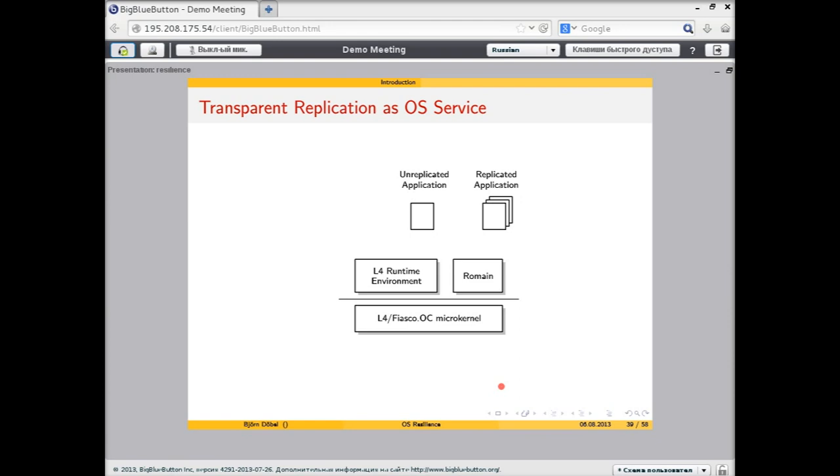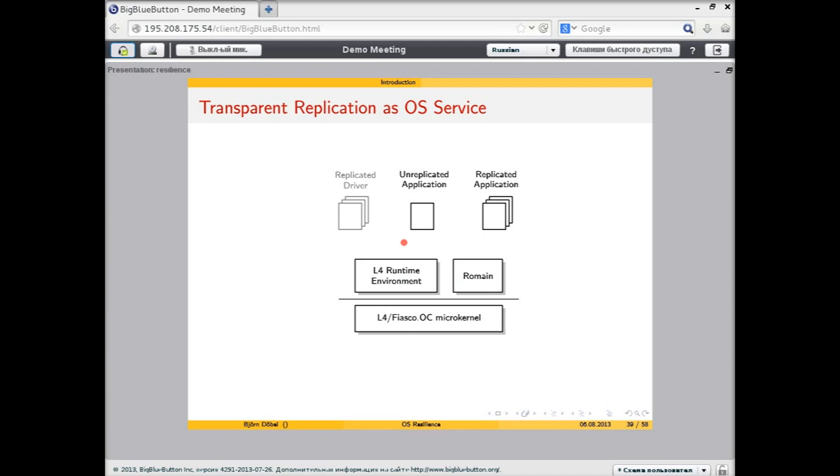In this case, building replication as an operating system service gives you the flexibility that the operating system can decide which application needs to be replicated and which does not. Whereas in a pure hardware solution, you would simply replicate everything and thereby overcommit resources and consume, for instance, more energy than you need. And as I already said, by basing our work on a microkernel, we not only replicate traditional user-level applications, but we can also apply the same concept to operating system services.